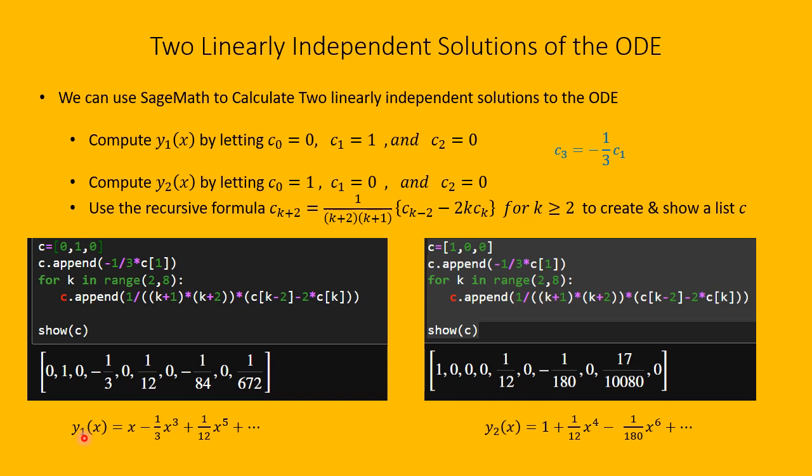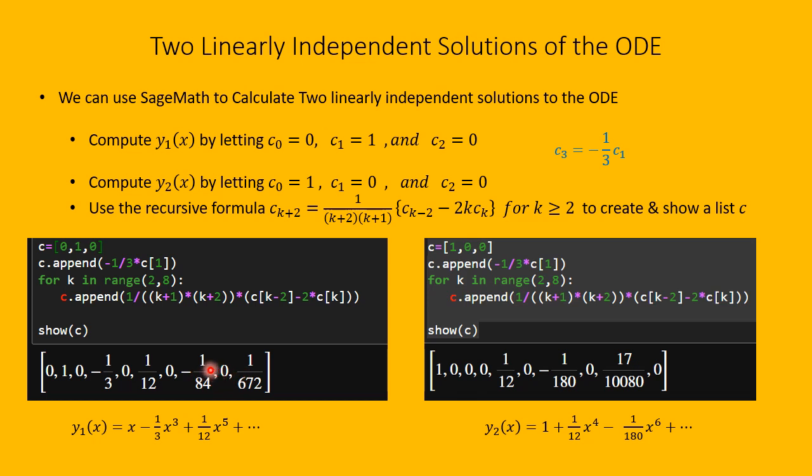So y sub 1 of x is going to be a power series with these coefficients. So we have 0 plus 1 times x, which is this, plus 0x squared, minus 1/3 x cubed, which is what we have right here, plus 0x to the 4th, plus 1/12 x to the 5th, and it keeps on going forever. And here we can see a few more terms in this list if we wanted to write out more terms.